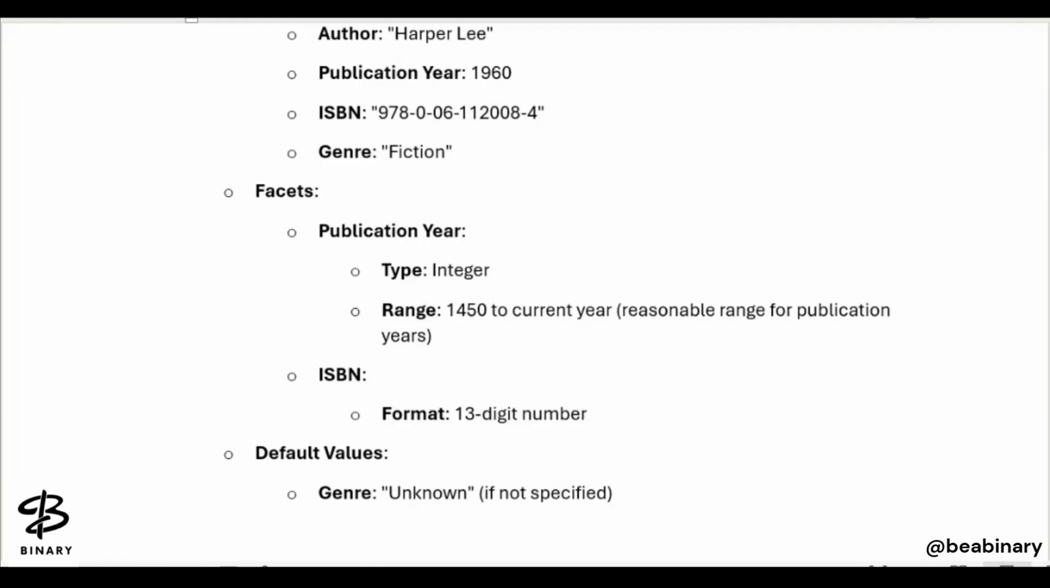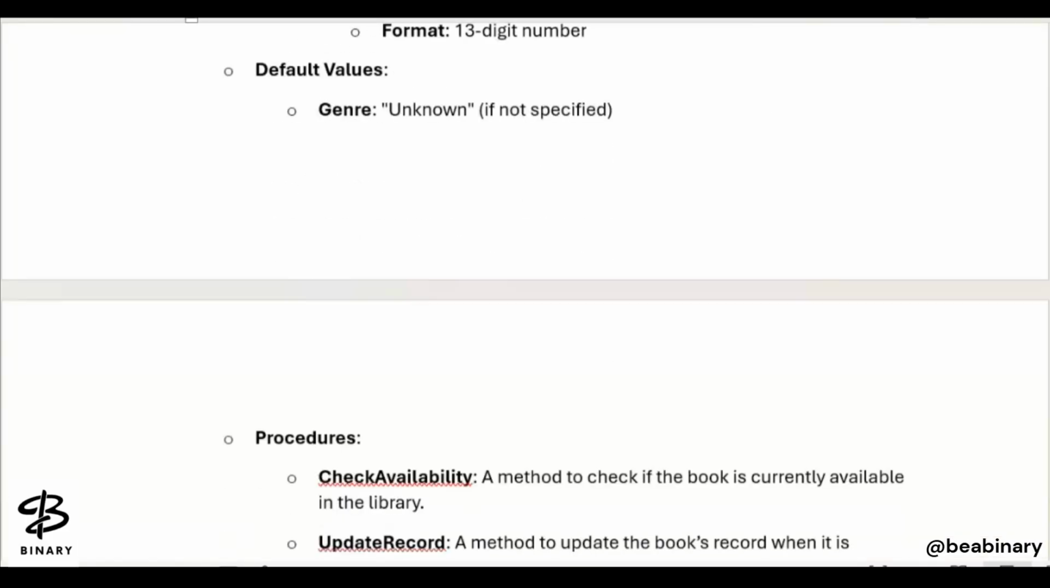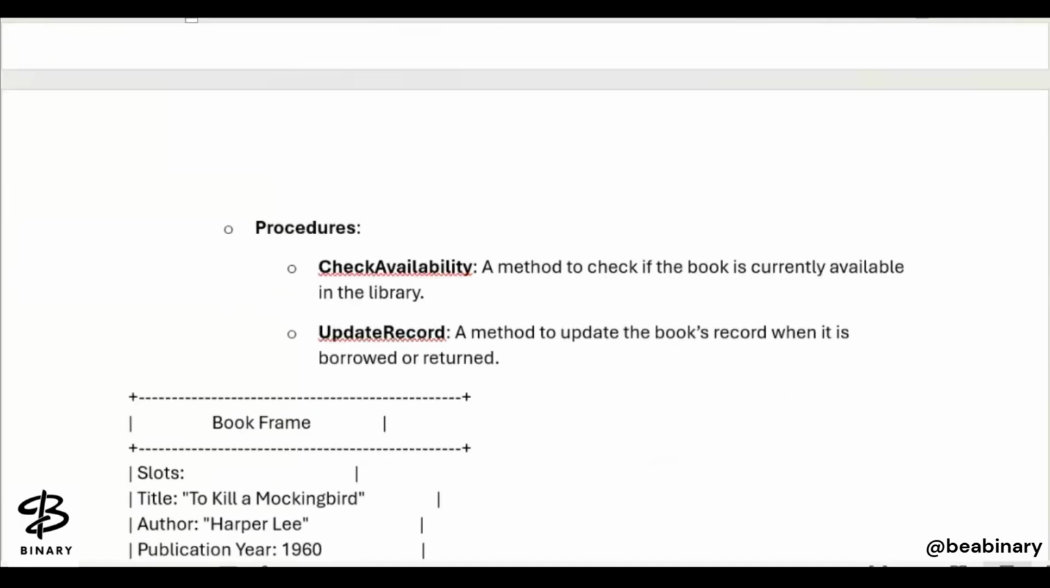When we are talking about the default value, here we are talking about the genre, which will be unknown if not specified, whether it's fiction or what. So here we are talking about the procedure. The procedures in a library management system related to a book frame will be to check the availability and then to update the record also.